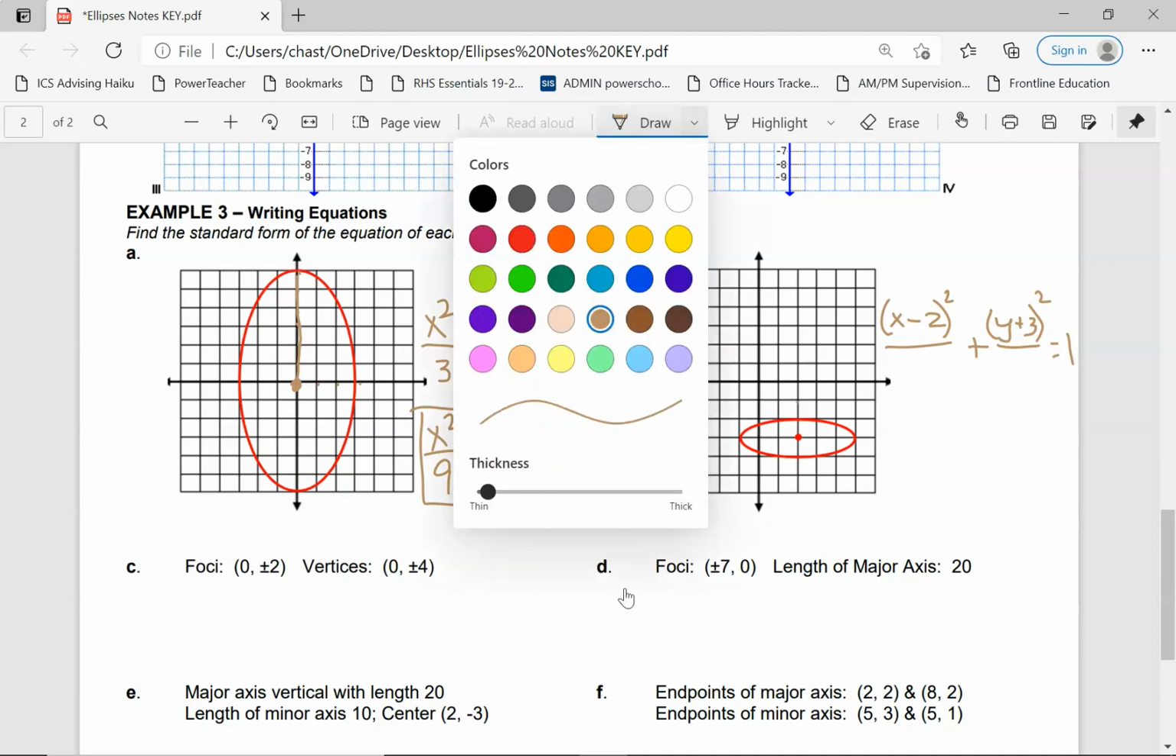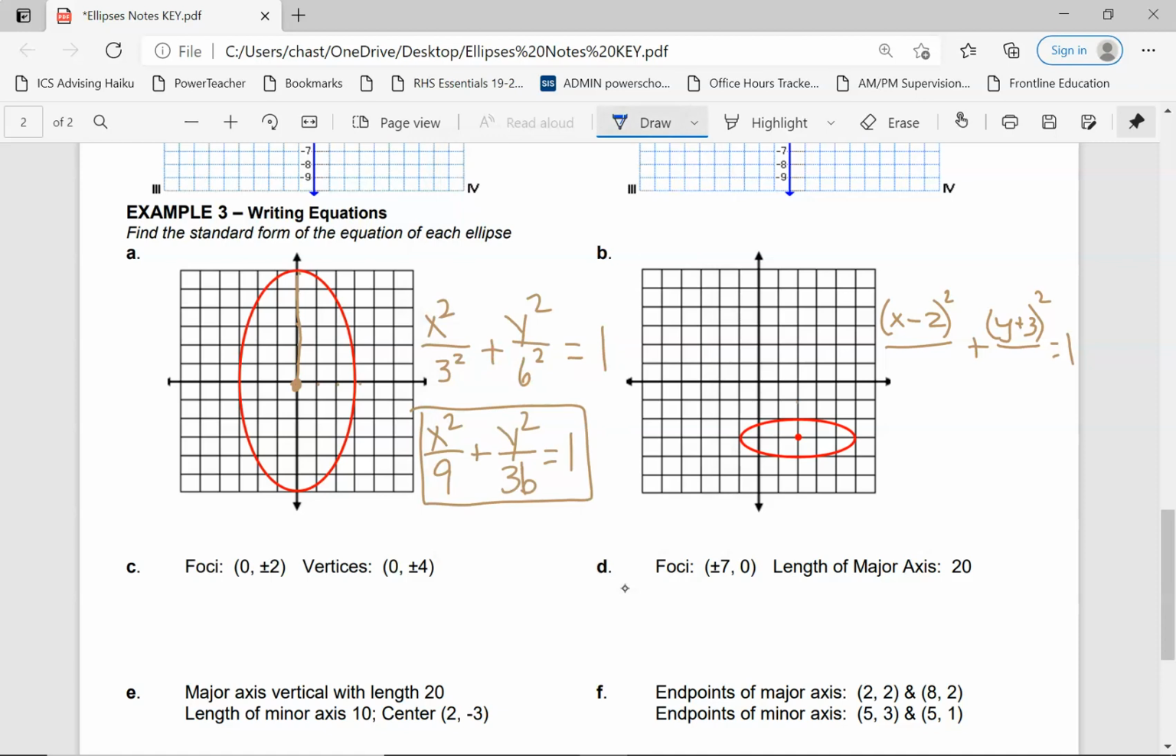And now to write my denominators. Clearly our x-axis this time is the major axis. 1, 2, 3, 3 squared. Underneath the other one, it's just 1 squared. So we end up with x minus 2 squared over 9 plus y plus 3 squared over 1 equals 1. And that's going to be our equation. Okay.